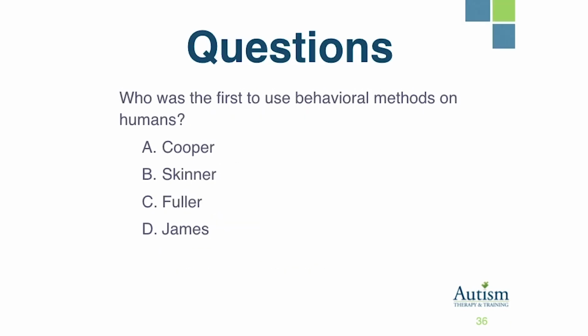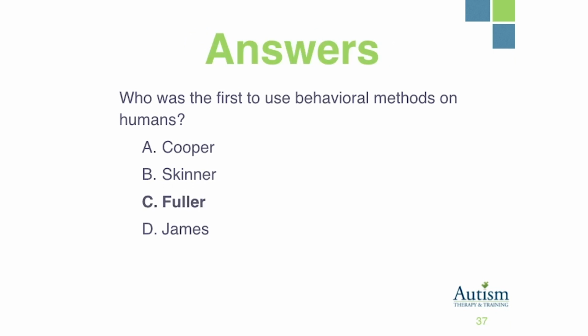Effective. Who was the first to use behavioral methods on humans? A. Cooper, B. Skinner, C. Fuller, or D. James? And the correct response is C. Fuller.